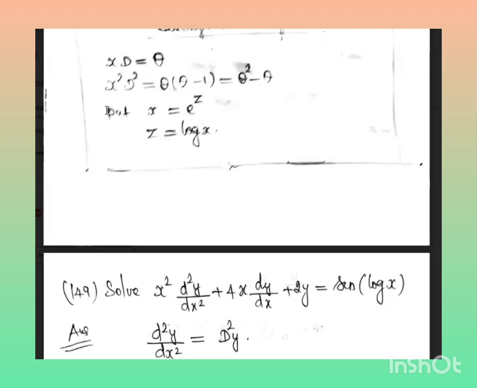So xD is equal to theta. X square D square is equal to theta into theta minus 1. That can be written as theta square minus theta.